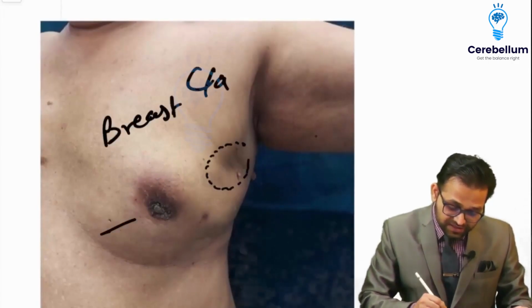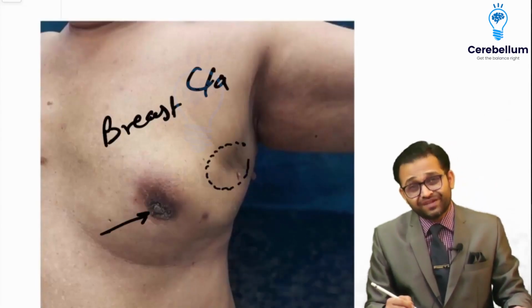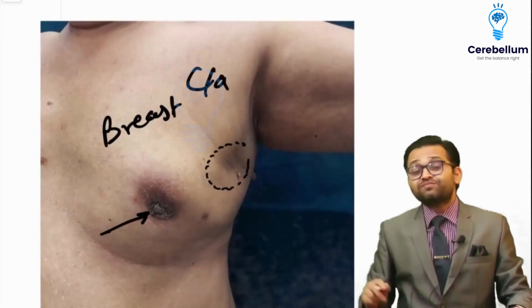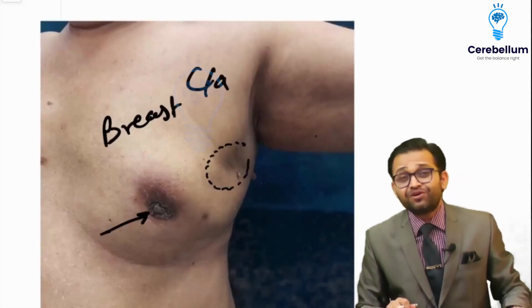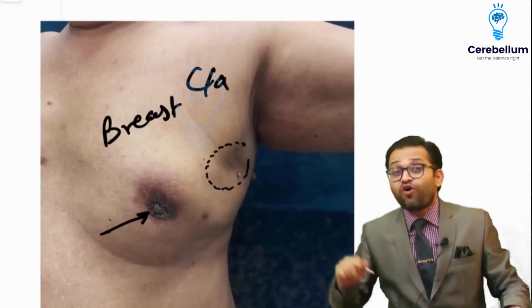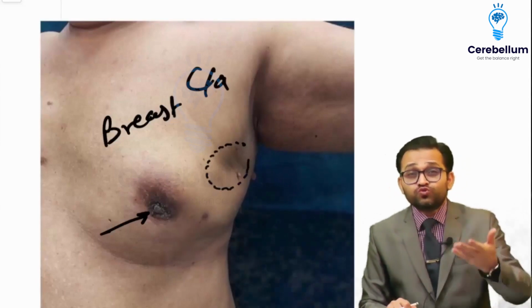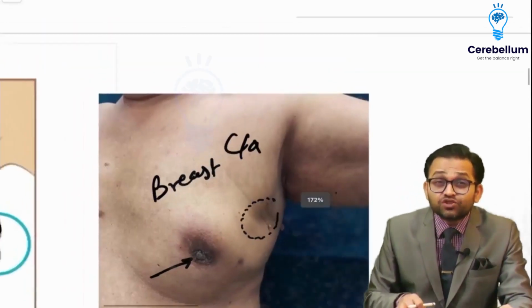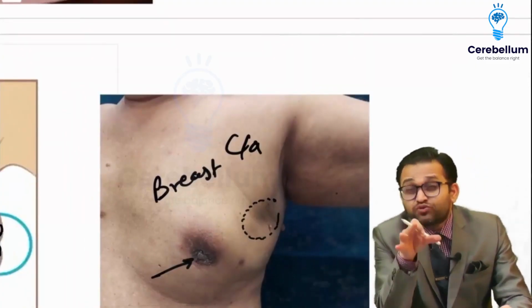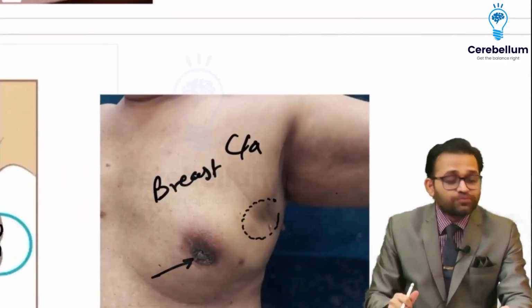Also, you can see there is a retraction of the nipple. So this dimpling of the skin due to the suspensory ligament of Cooper and this retraction of the nipple is due to, remember, sir, fibrosis of the glands. Hope you all are getting the points.